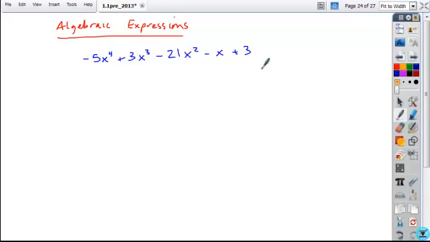An expression itself is just a string of variables, letters, and numbers. Okay, we'll talk more specifically about types of expressions, but when you look at an expression, you need to be able to identify a couple things. First of all, the terms. The terms of an expression are just the parts of the expression that are separated by an addition symbol.